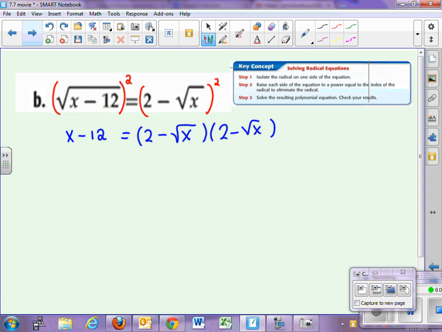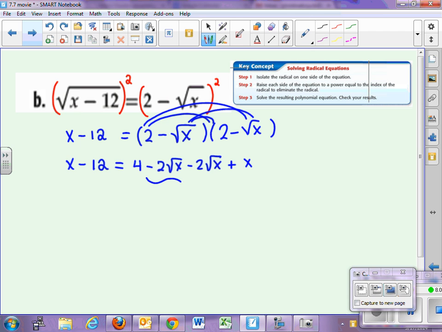Wow, I'm so proud. So what we have on the left is still x minus 12, but on the right, we're going to FOIL. We get 4 minus 2 radical x minus another 2 radical x, and then negative times negative is positive. Square root of x times square root of x is square root of x squared, and that equals x. I'm going to simplify by adding like terms.